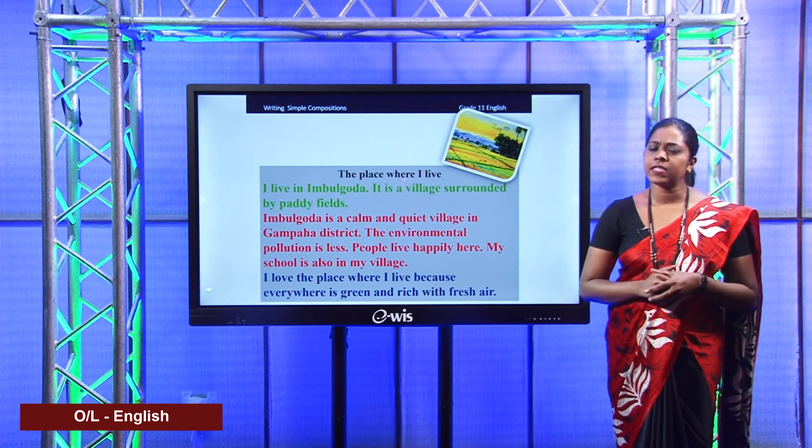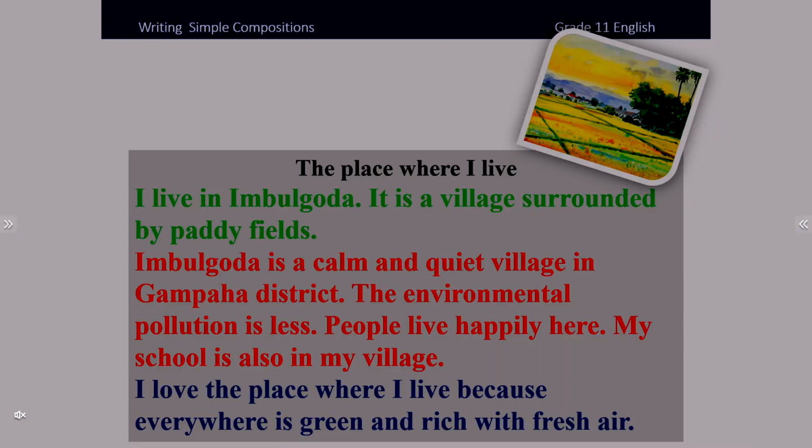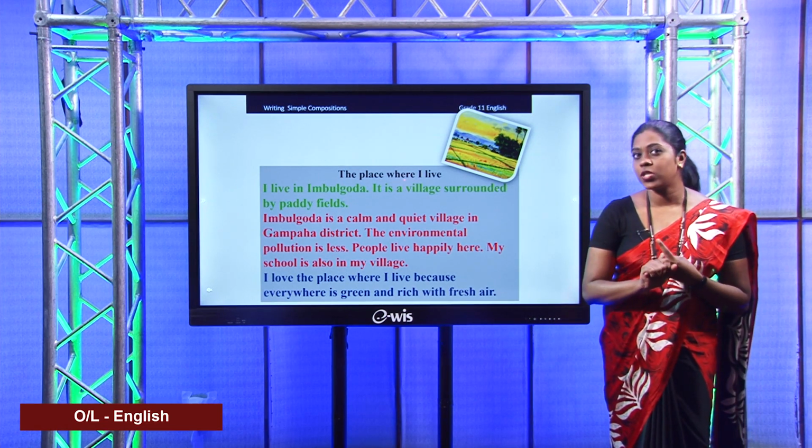Right, the previous description was about a person. And what do you see here? It's a different topic. The place where I live. So here also, I'm not going to give you any activities. I just want you to observe, to read this paragraph and try to understand the three different characteristics I mentioned earlier. Introduction, body and conclusion. Remember, it is in the body you are including more details.